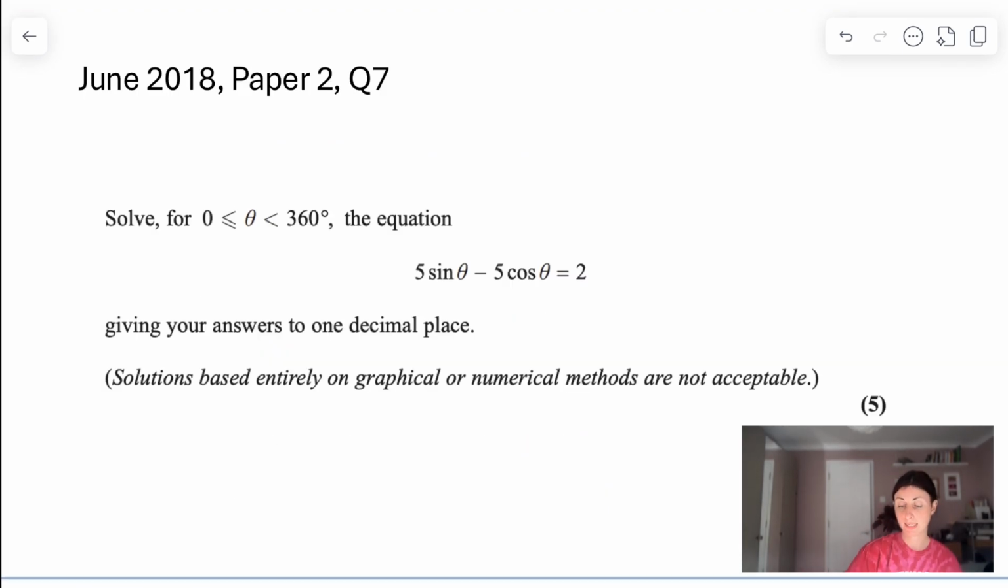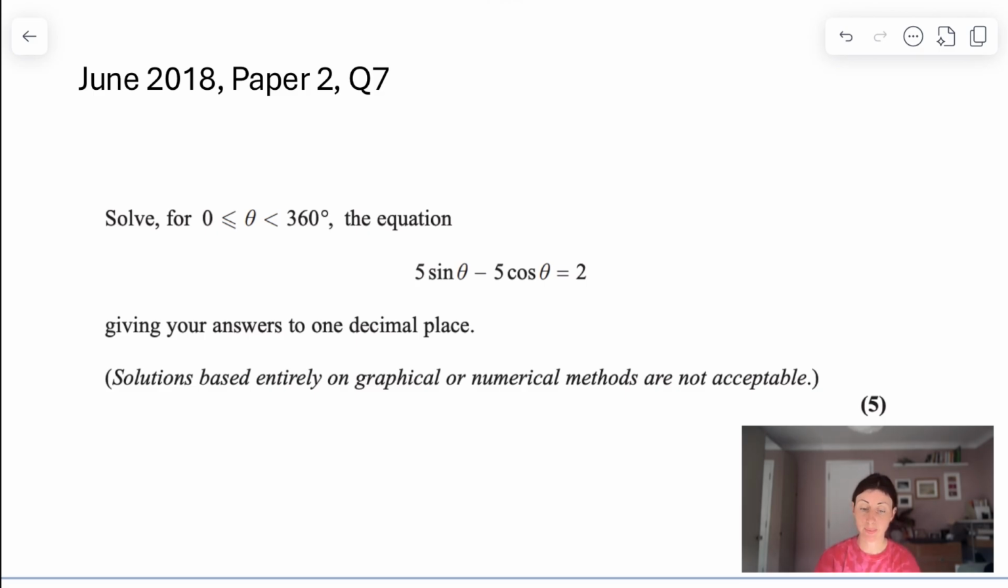And finally, there's a question that I think us teachers need to be aware of, which is June 18, paper 2, question 7. This question did not mention the R method. This is how it looked in the exam. So the students needed to know to use the R method themselves, whereas I'd say 99% of the time they are given in the question as write this out in the form. But here is an example when they didn't do that.